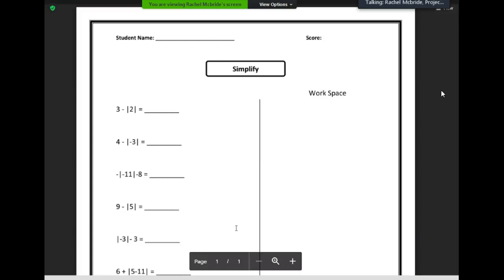Okay, the absolute value of a number represents its distance from 0. So in number 1, it says simplify 3 minus the absolute value of 2. So that is kind of like saying 3 minus 2, because the absolute value of 2 is 2. So 3 minus 2 is 1.